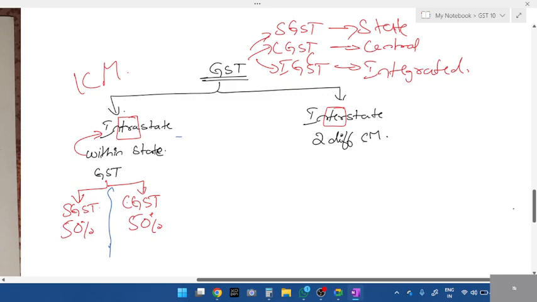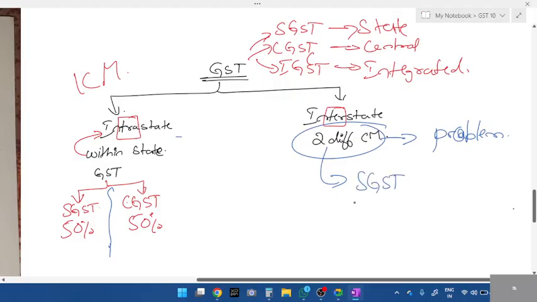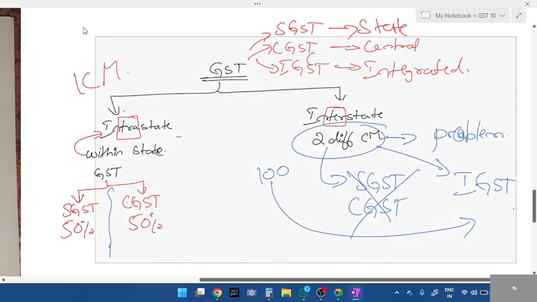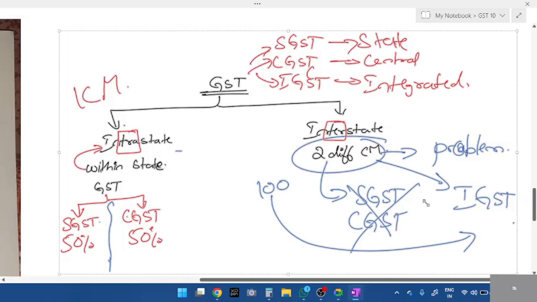Next, interstate is two different states, two chief ministers. It is always a problem if two chief ministers are involved. So this will never have CGST or SGST. Whatever tax they collect will directly go to IGST. If you get tax of rupees 100, this entire 100% will go to IGST, Integrated Goods and Service Tax. Is this concept clear? All of you, did you understand?